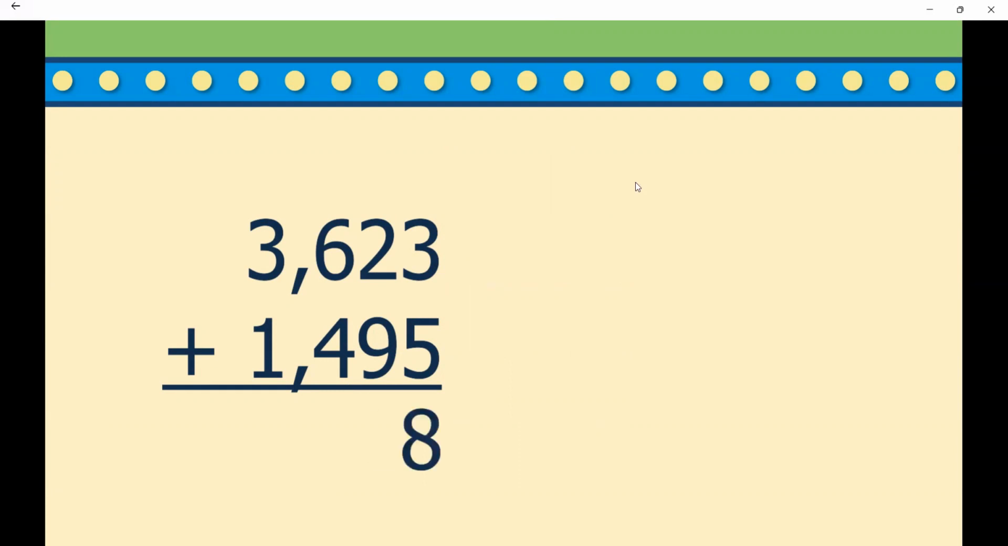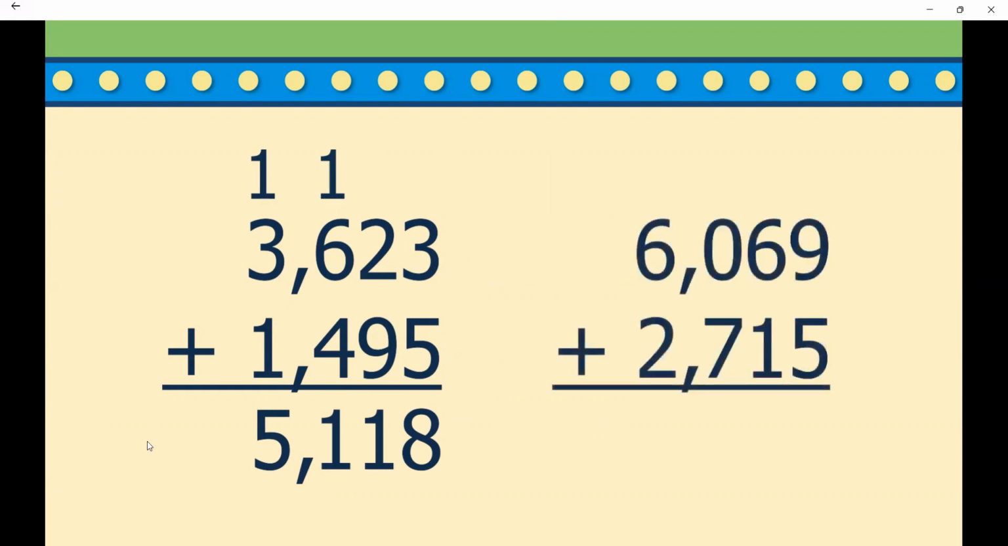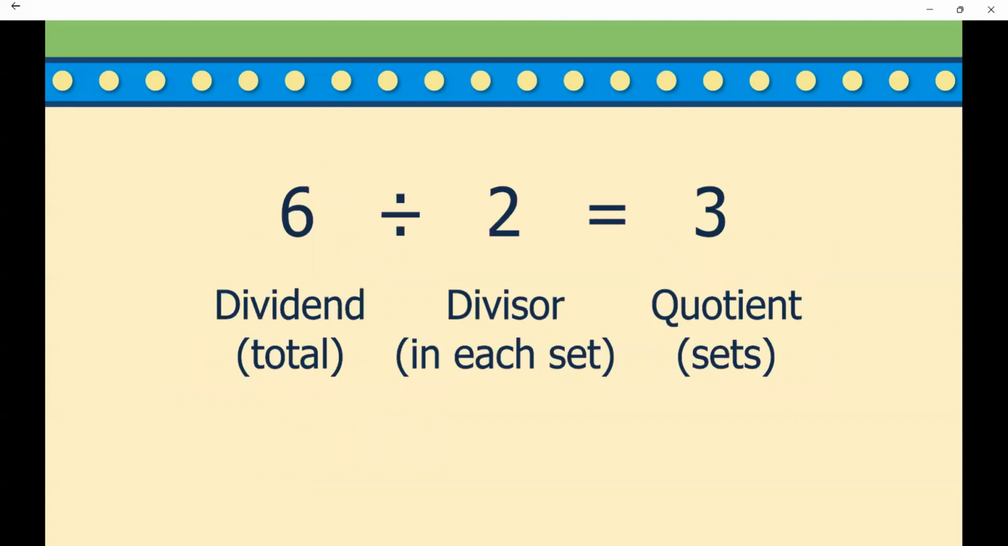Okay, so here we're adding this, right? Good. Your answer should be 5,118. Again, see where I carried. Make sure you did that as well. And there's your third problem. 6,069 plus 2,715. Pause it again. Solve it really quickly, and then we'll move on. Okay, your answer should be 8,784.